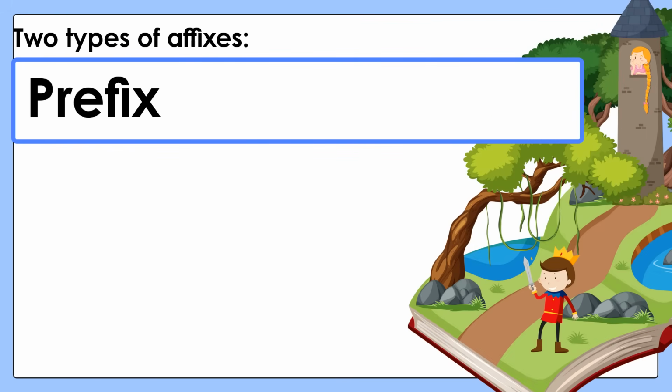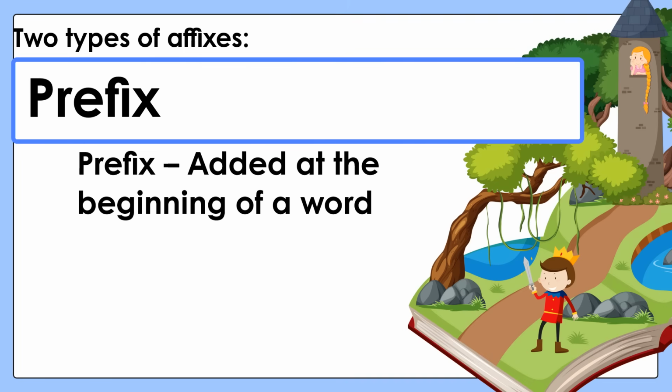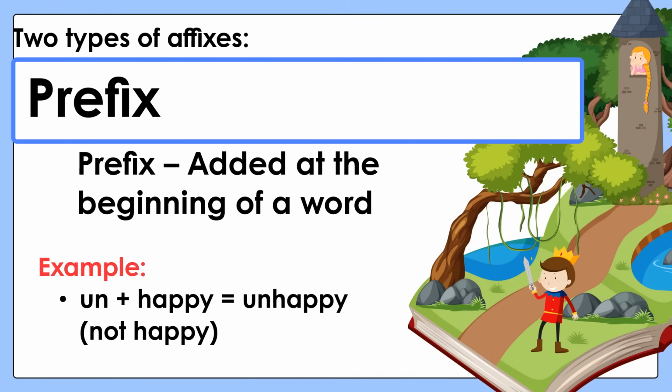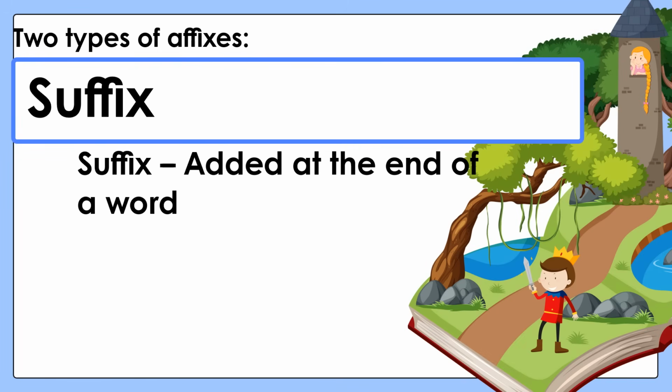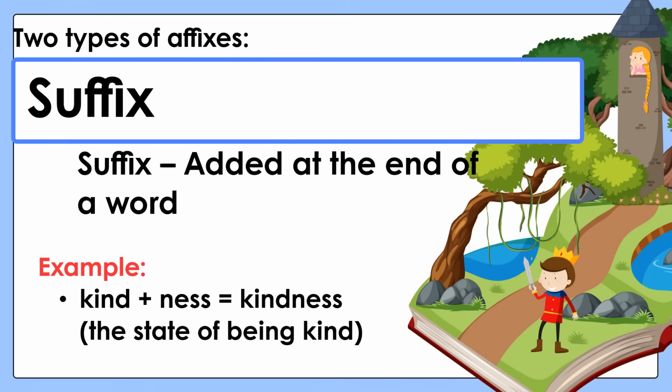There are two types of affixes. Prefix. Prefix is added at the beginning of a word. Example, un plus happy equals unhappy, meaning not happy. Second is suffix. Suffix is added at the end of a word. Example, kind plus ness equals kindness, meaning the state of being kind.